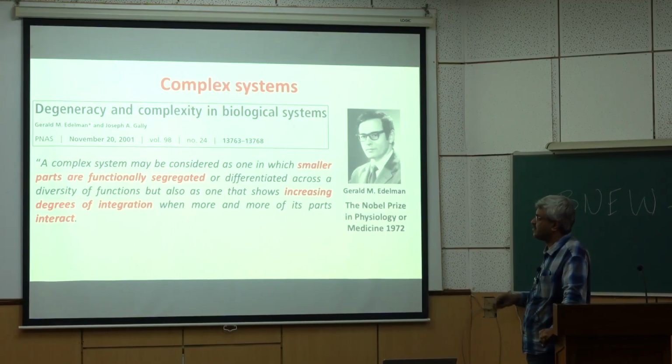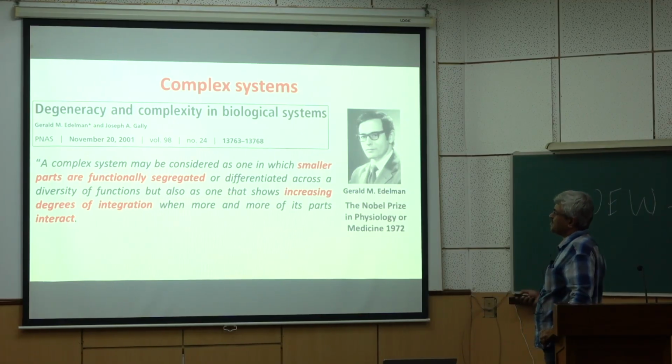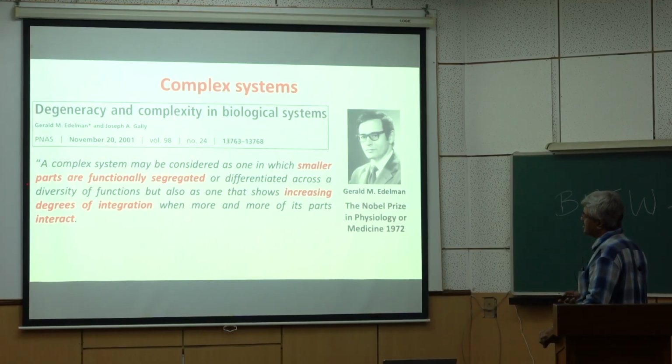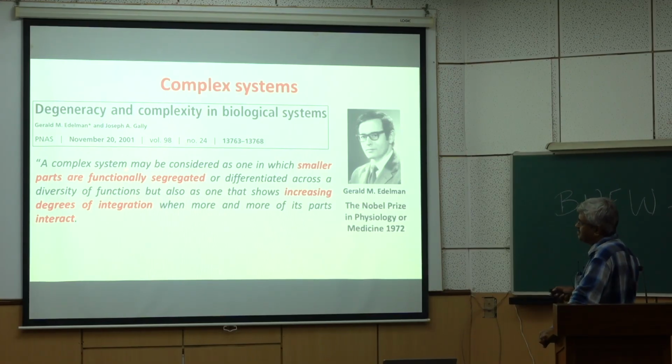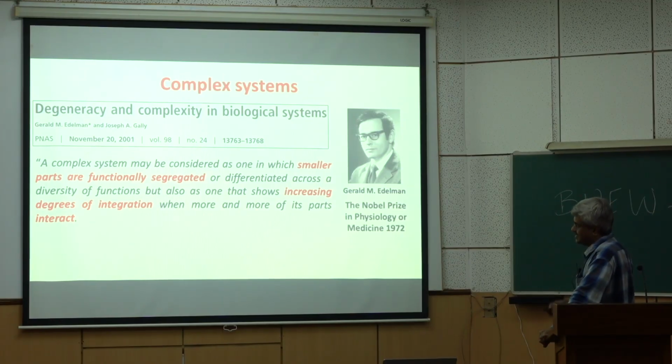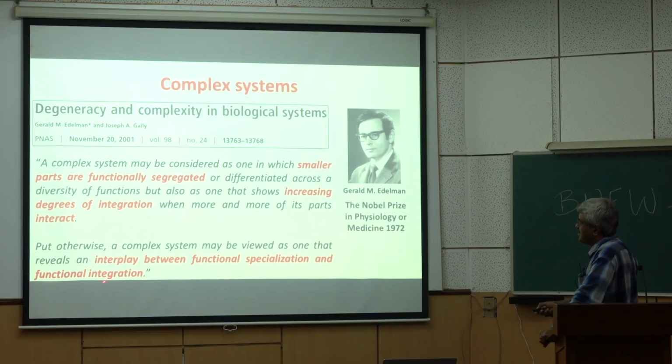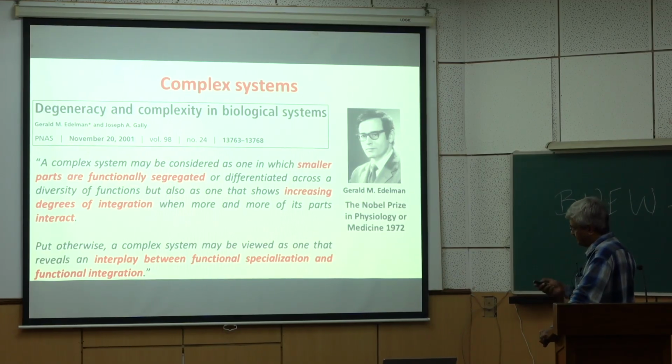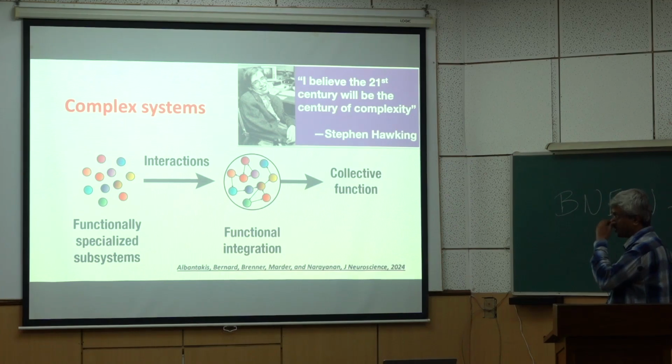It's extremely difficult to define a complex system. A complex system may be considered as one in which smaller parts are functionally segregated, or differentiated across a diversity of function. Just remember that there are functionally segregated smaller parts, but also that the system shows increasing degrees of integration when more and more parts of it interact. In other words, a complex system may be viewed as one that reveals an interplay between functional specialization and functional integration.